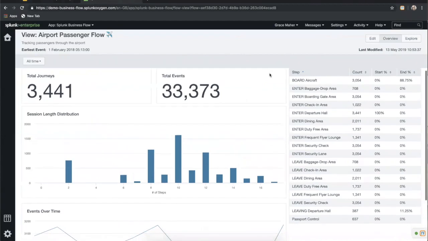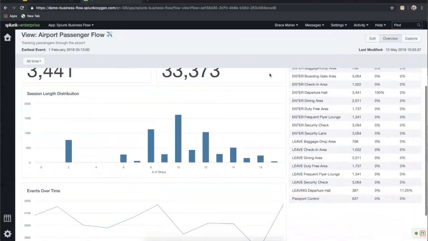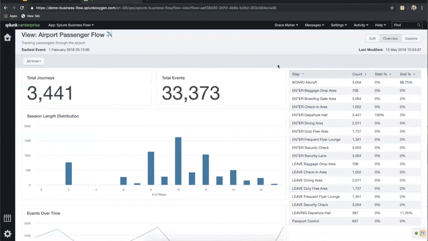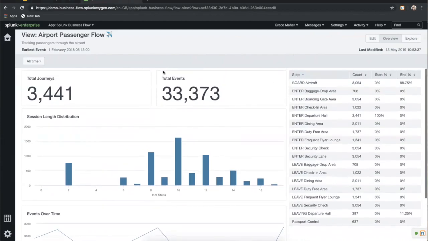Splunk Business Flow allows you to easily and simply visualize the flow of customers or patients or partners through your services, physical stores, or even a service area, and ensure that you are making the most out of each individual step that you have with that customer and their interaction, and that you are reducing any latency or any slowness between individual steps.